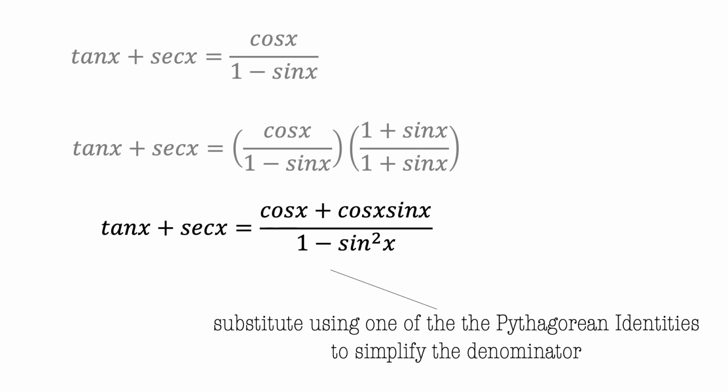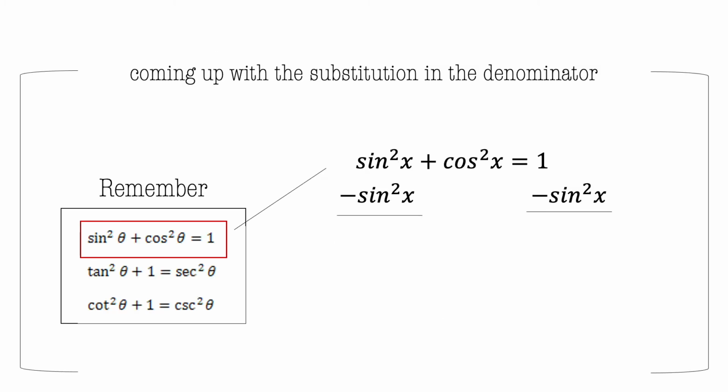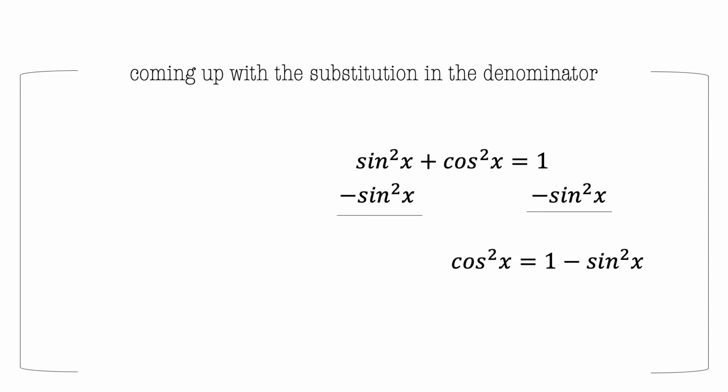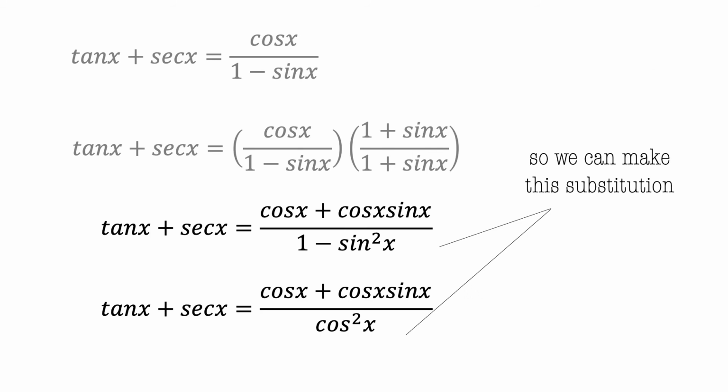Remember that sine squared x plus cosine squared x equals 1. So by subtracting sine squared x from both sides of that equation, we see that cosine squared x is equal to 1 minus sine squared x. So we can substitute cosine squared x for 1 minus sine squared x in the denominator.